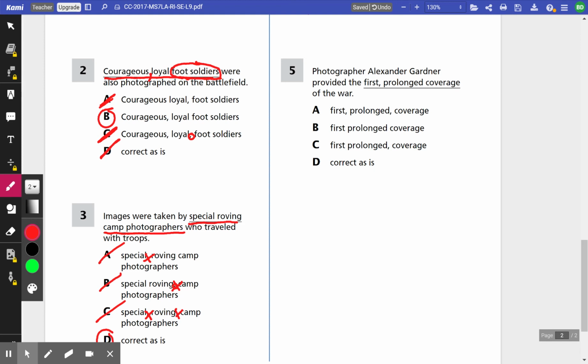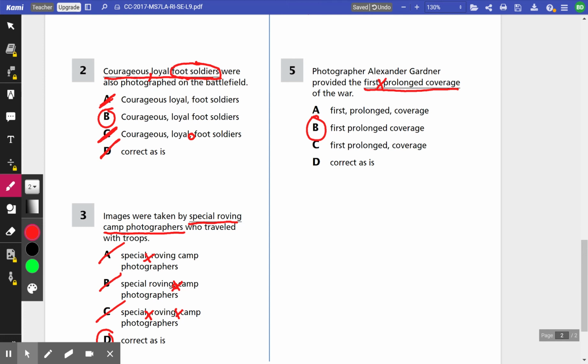So, photographer Alexander Gardner provided the first prolonged coverage of the war. So, first prolonged coverage. That's the section of the sentence that we are trying to rewrite if necessary. So, if you said answer choice B, you're going to be correct. Answer choice B, this is our answer. Answer choice B gets rid of the comma between first and prolonged. So, you actually don't need that comma.